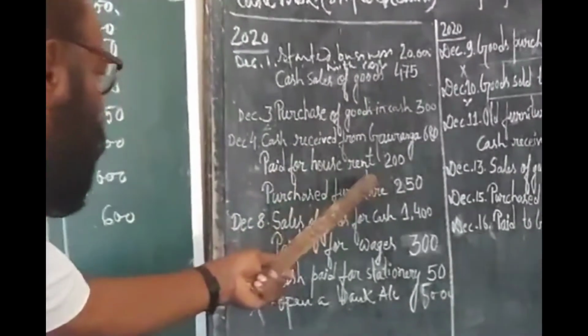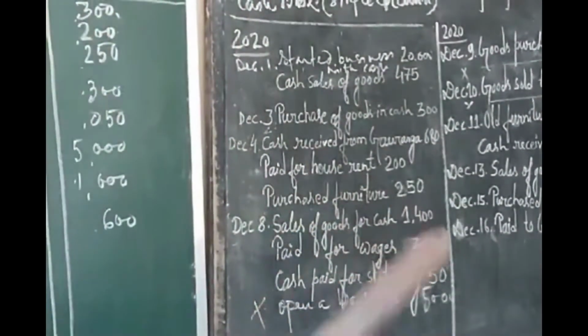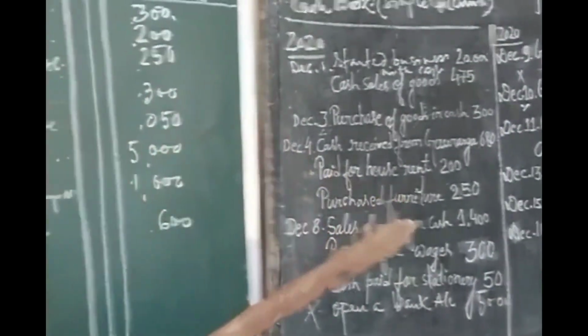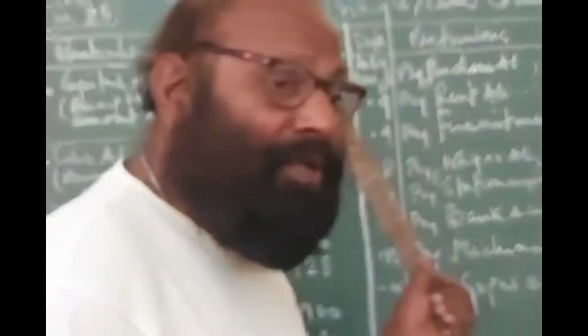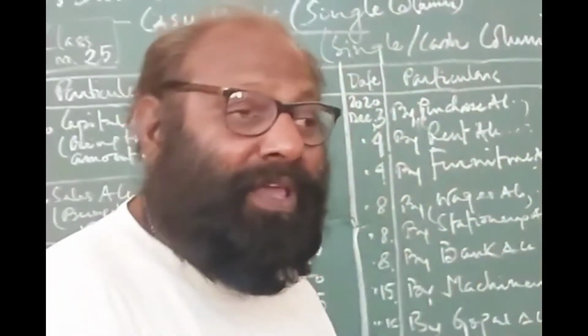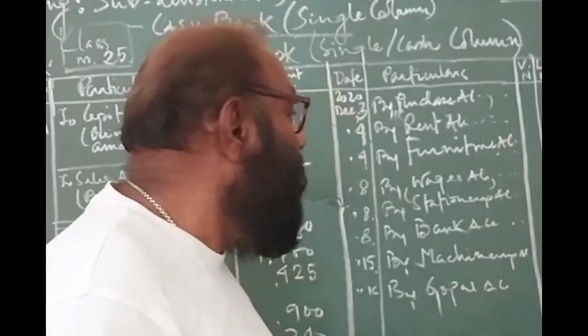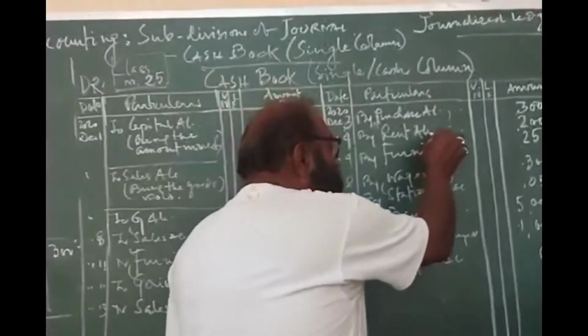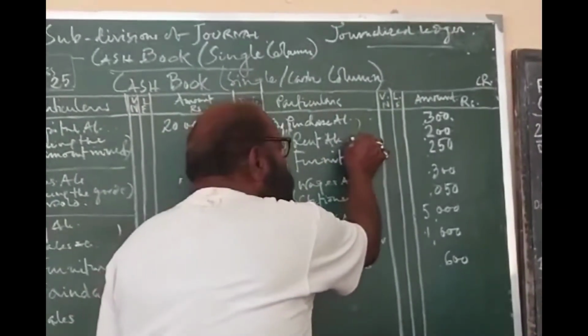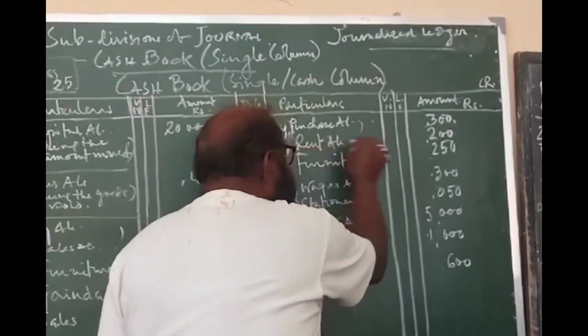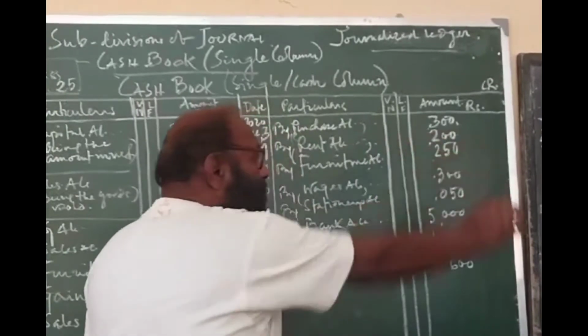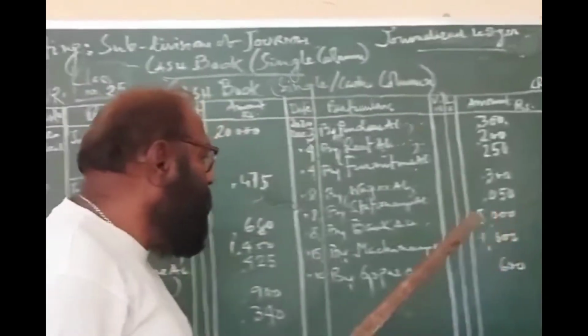Then paid for house rent. House rent account debit to cash. So you have to open 2 accounts: one is house rent account and the other one is cash account. You have your cash book, no problem. Here we are recording both, and you have to open the rent account. In the rent account, you should write 2 cash, and in the cash book, you should write by rent, along with the narration, being the payment of house rent.